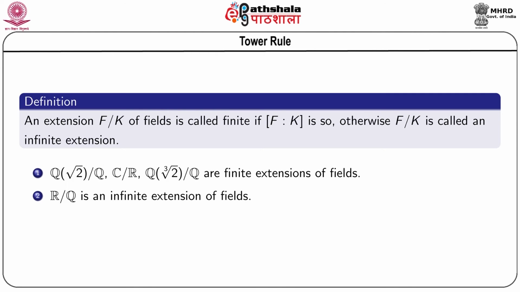We call an extension F by K finite if F over K is finite, otherwise F by K is called an infinite extension. Since the real numbers as a vector space over the field of rationals is an infinite dimensional vector space, R by Q is an infinite extension of fields.